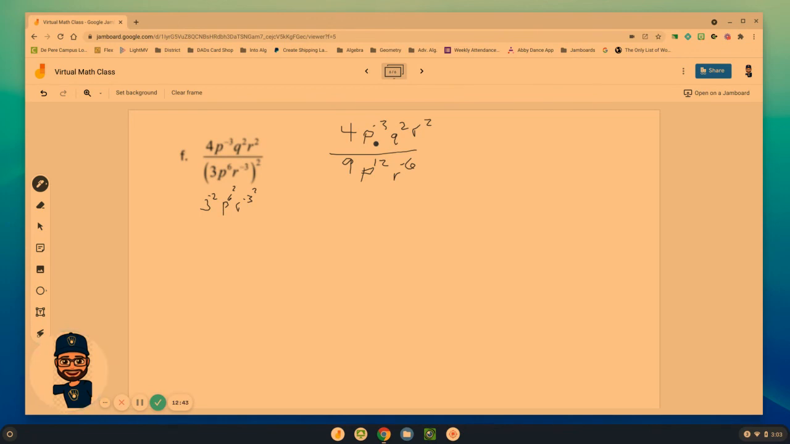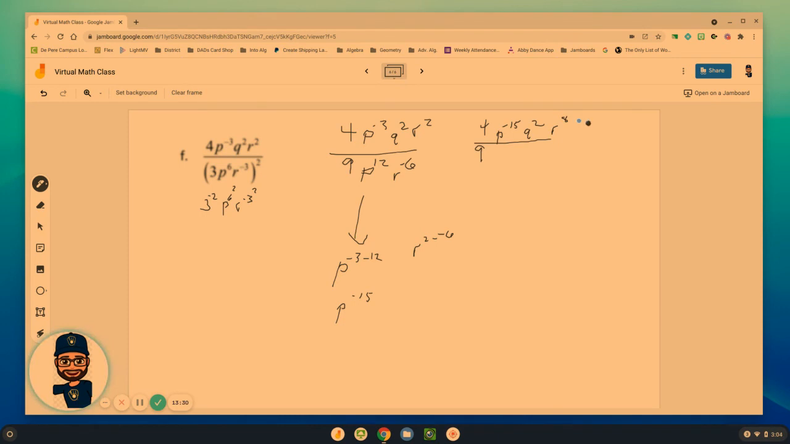Step number 2 after that is I'm going to combine what I can combine. The P's are being divided, so the P's are going to give me P to the negative 3 take away 12, or P to the negative 15. If I subtract them, I'm going to get P to the negative 15 up here. There isn't anything to combine with my Q's, so Q to the second can stay up here. And then the R values, we've got R to the second, take away negative 6. Take away negative becomes plus positive, or R to the 8th.